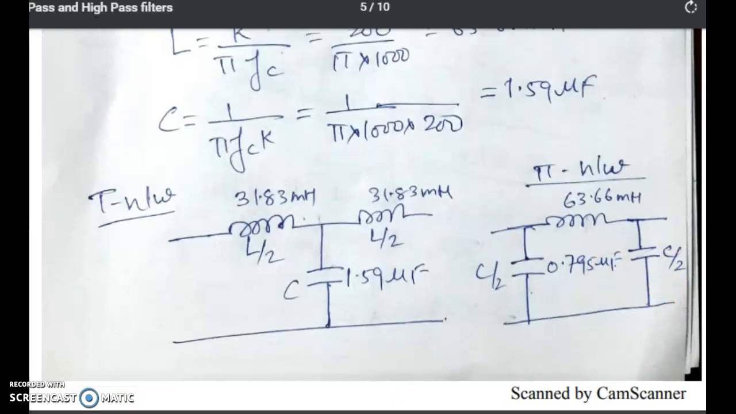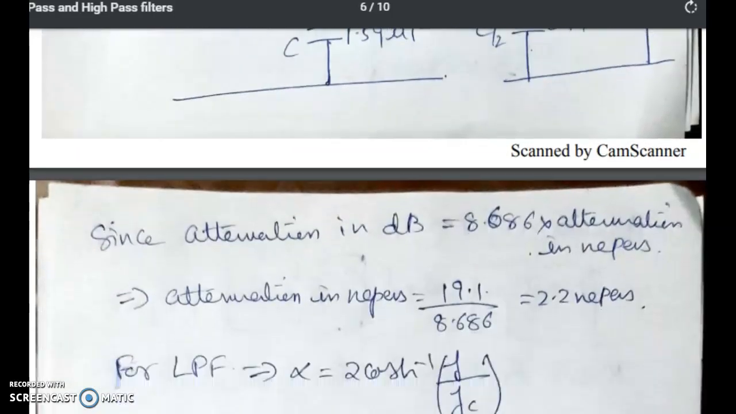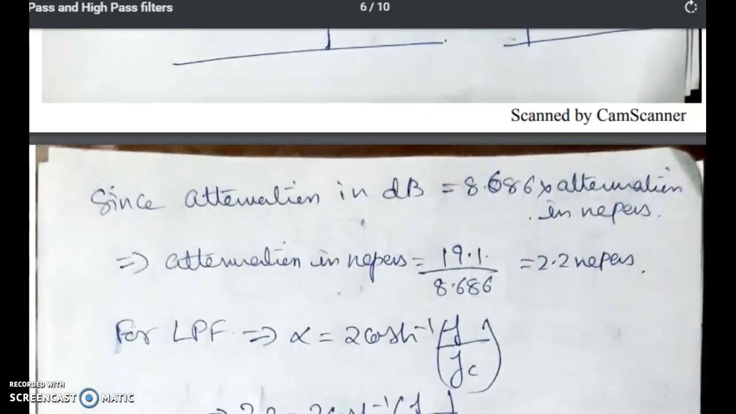In the second part of the question, we have to find out the frequency at which the attenuation is equal to 19.1 dB. Now, because the attenuation is having the unit in terms of Nepers, we have to convert this dB into Nepers. So 1 dB is equal to 8.686 into attenuation in Nepers. That means in Nepers, 1 Neper will be equal to 1 dB upon 8.686. So 19.1 dB is equal to 19.1 upon 8.686 Nepers, which is equal to 2.2 Nepers.